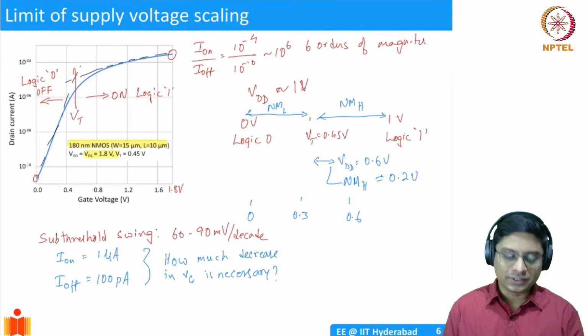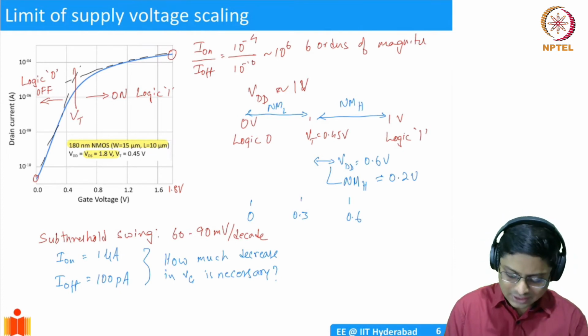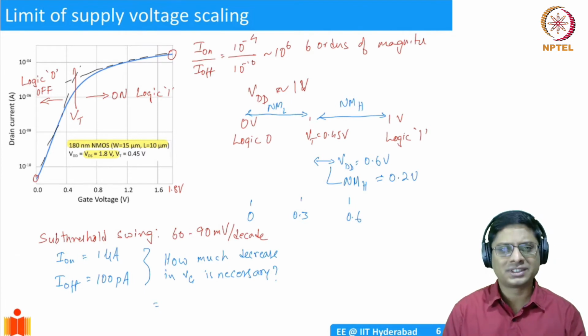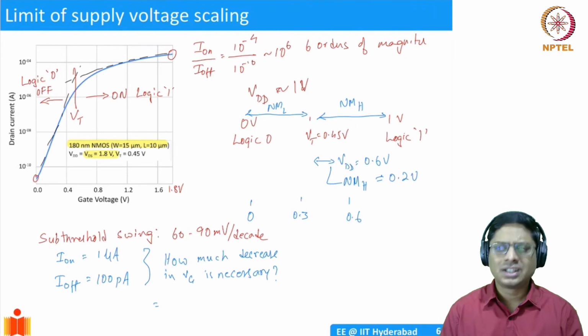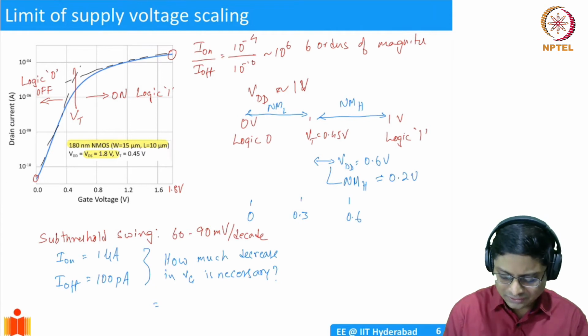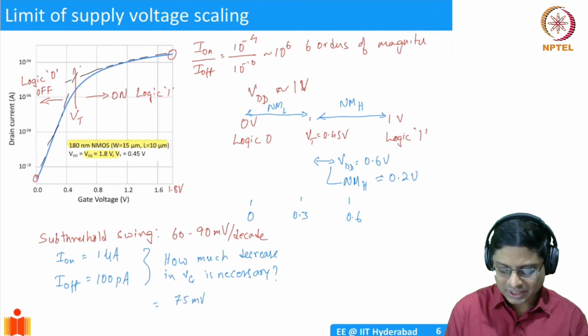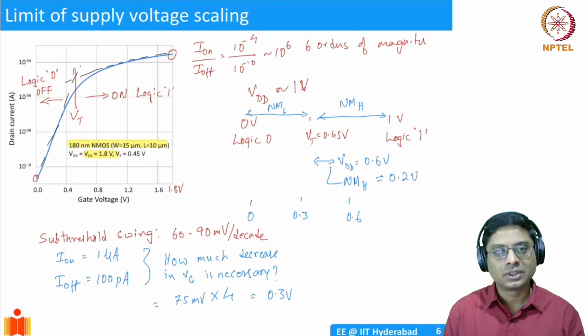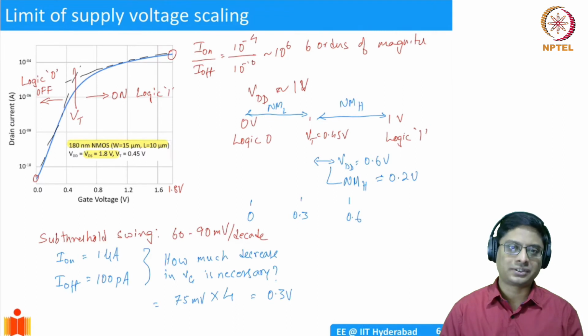What you would need is effectively, let's assume 75 millivolts as an average subthreshold slope, which is a realistic thing. Generally the devices nowadays have 75 to 90 millivolts per decade. So let's take it as 75 millivolts per decade. And how many decades? 4 decades, 4 orders, right? So I will need at least 0.3 volts. If I don't have 0.3 volts, I can't switch off my device.